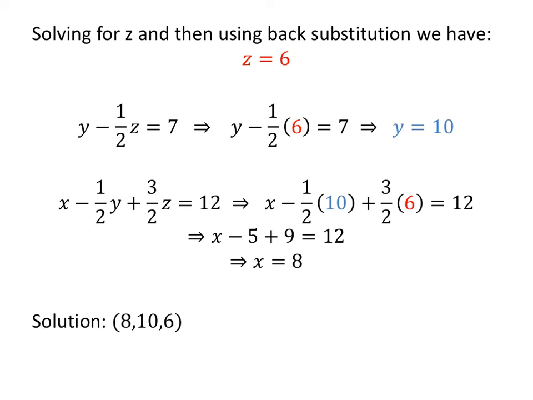The top equation says, the top row translates to x minus 1 half y plus 3 half z equals 12. Put in the y value of 10, the z value of 6. I end up with x minus 5 plus 9 equals 12, so x equals 8. And my solution, 8, 10, 6, not so bad, even though I had to use some fractions along the way.